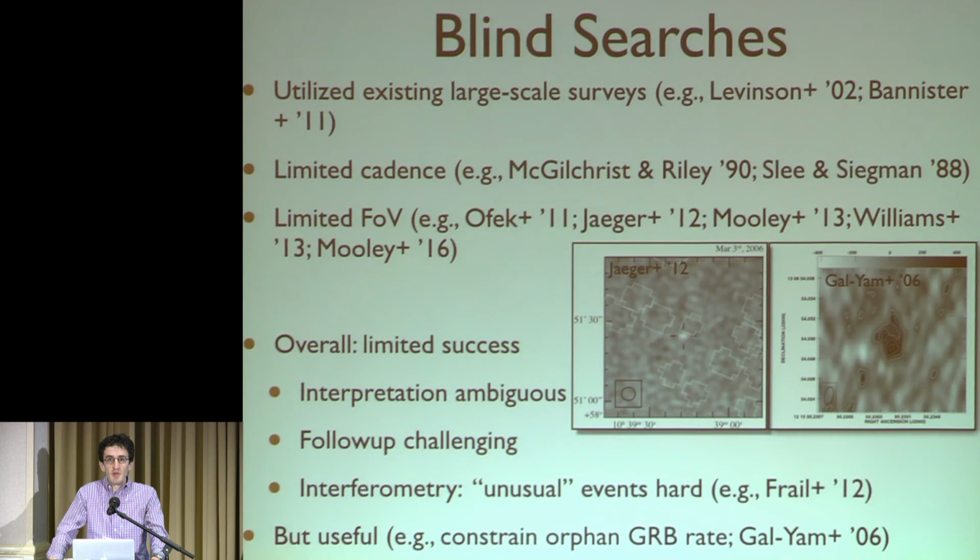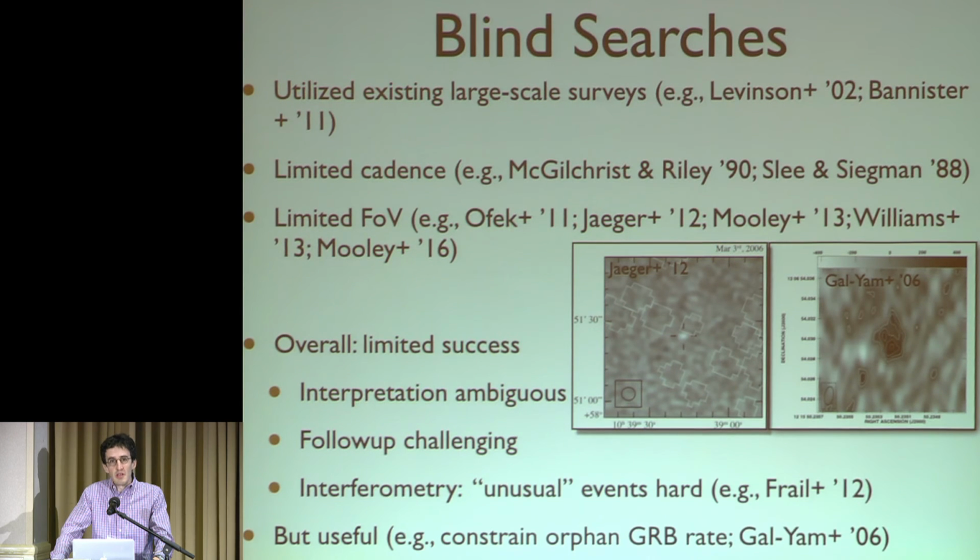And interferometry is a regime where trying to identify the outlier events, the extreme sort of 8 sigma or 10 sigma outliers, can be very challenging. And you have to make sure that you have very good control over your data quality and that you're not just finding anomalous artifacts in your data rather than truly interesting sources. But these have had influence. They have found useful results, such as constraining the orphan GRB rate.